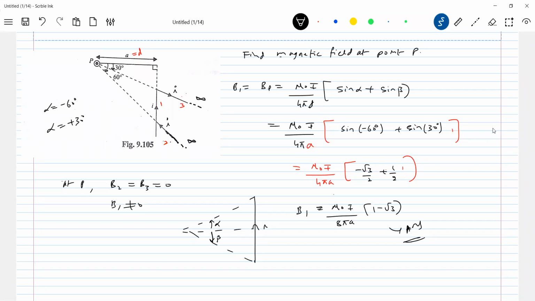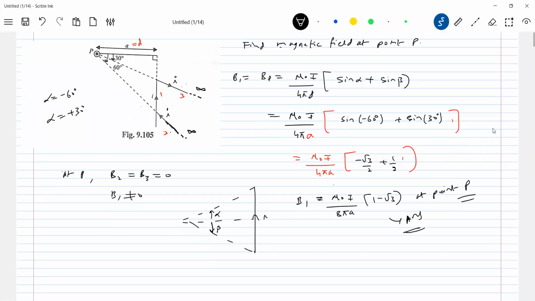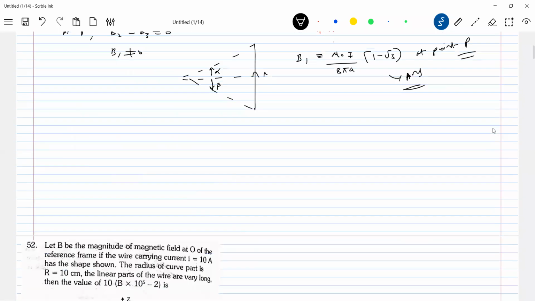So just be alert. The field due to 2 and 3 should be 0 because the point P lies on the axis. For alpha and beta, you have to be very careful about the sense in which you are measuring.